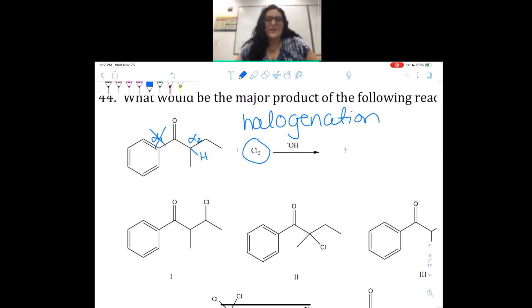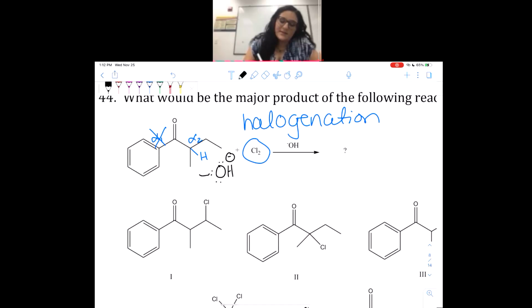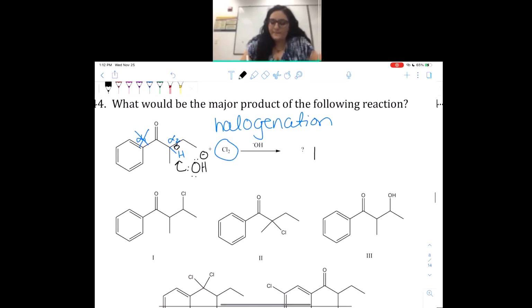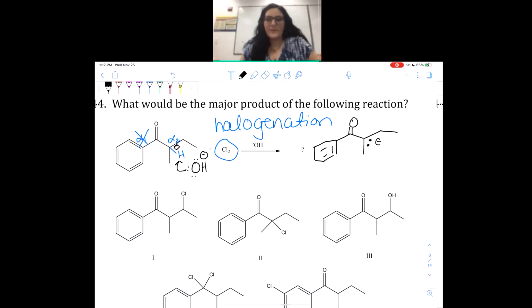Okay. So we are going to use the base, and we're going to steal that hydrogen. So I'm just going to redraw our OH so we don't have super weird arrows going around. Steal that, give the electrons back. Sure, that's a benzene ring. All right, so now that we have a negative charge here, what can happen?